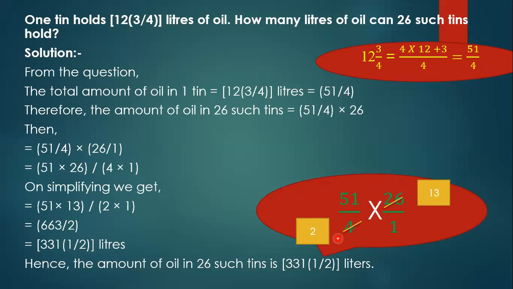Alright. So what option do we have? We simply will multiply 51 by 13 in the numerator, which is 663. 2 by 1 in the denominator, which gives us 2. We are left with 663 by 2.